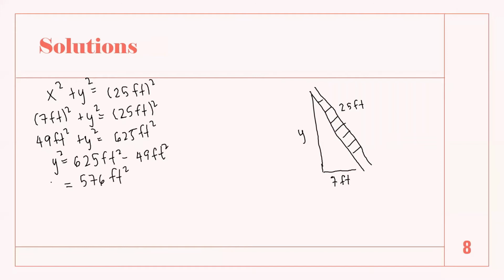Okay, so we're going to solve for y by finding the square root of both sides. So it becomes y then 24 feet. So our y is 24 feet. So now we're going to go back to this formula for the sake of differentiation.